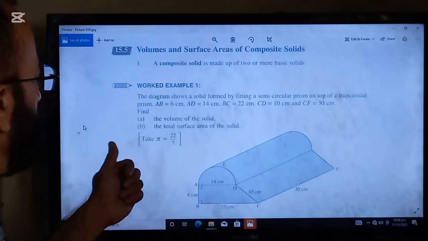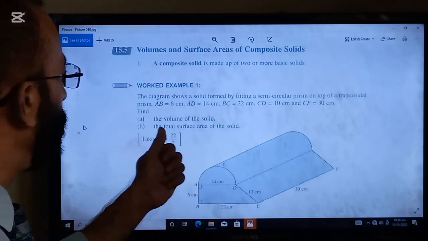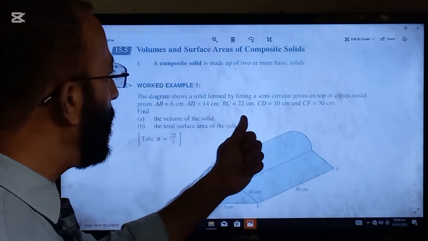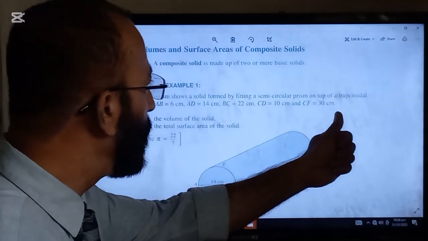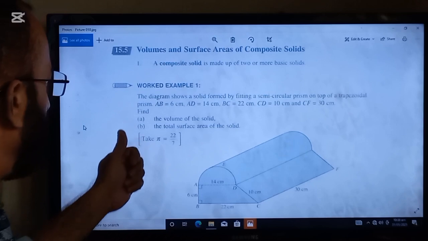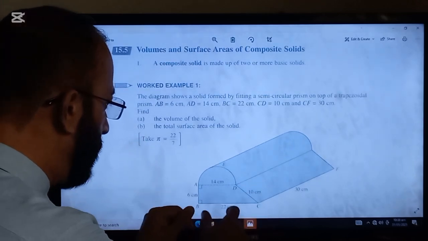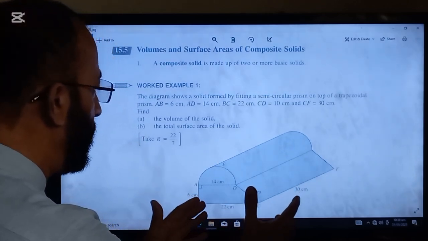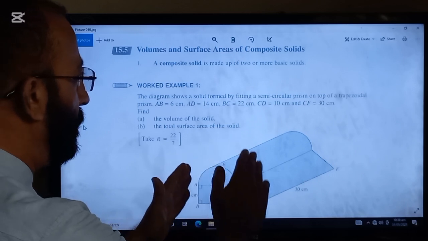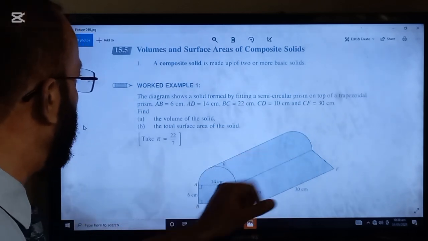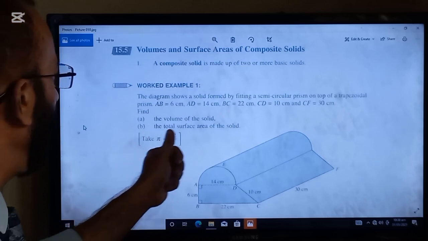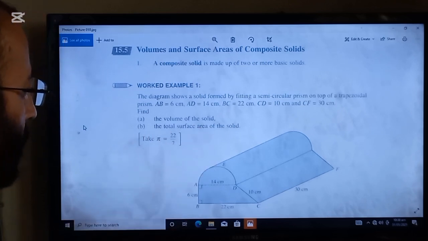The statement of this question is: the diagram shows a solid formed by fitting a semicircular prism on top of the trapezoidal prism. So on the bottom we have a trapezoidal prism, and on the top we have a semicircular prism. This is actually the total figure. The requirement is to find the volume of the solid.